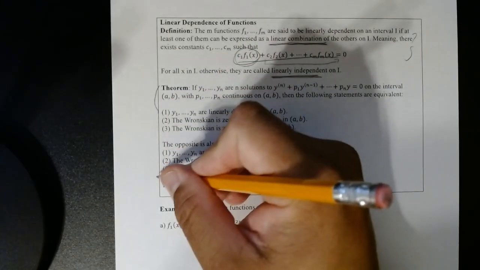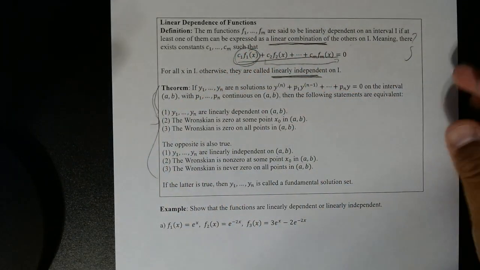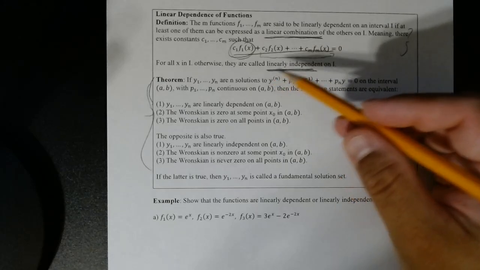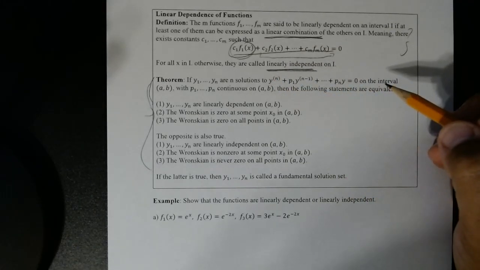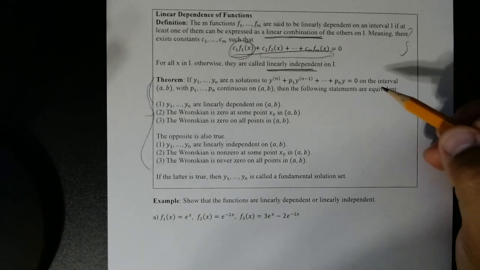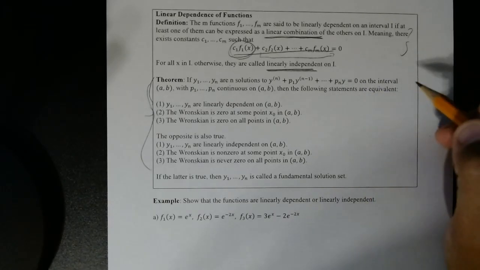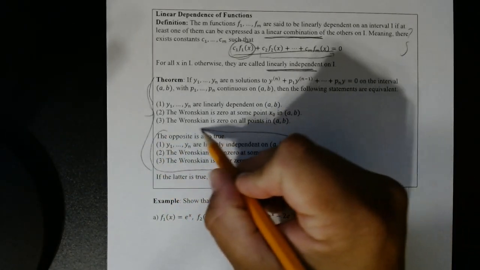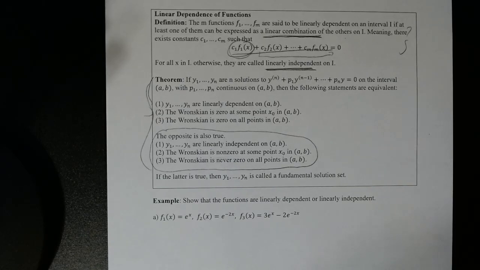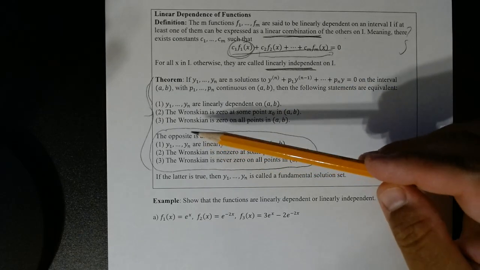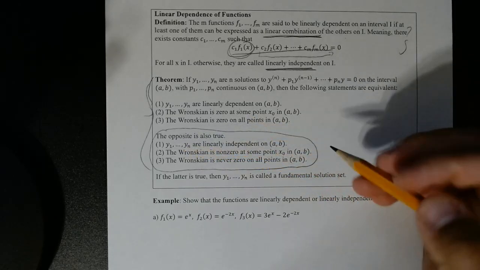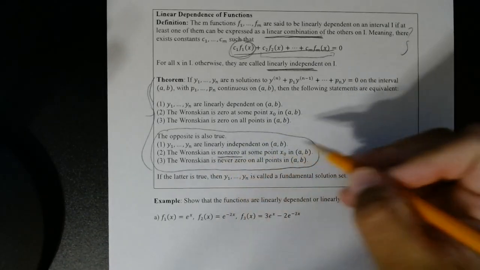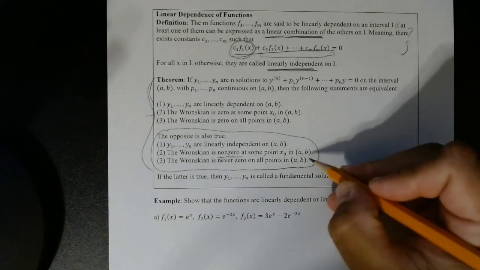The next theorem is what is most important, because it sums up everything we care about when it comes to solving differential equations. Let f1, y1, all the way to fn, be solutions of this differential equation on this interval, and let p1 all the way to pn be continuous on a and b. Then the following are equivalent, and this is the key thing. This means we can actually find a solution to our differential equation. If y1 and y2 are linearly independent, meaning, because they're all equivalent, the Wronskian is non-zero at some point, and also non-zero at all points within the interval a to b.